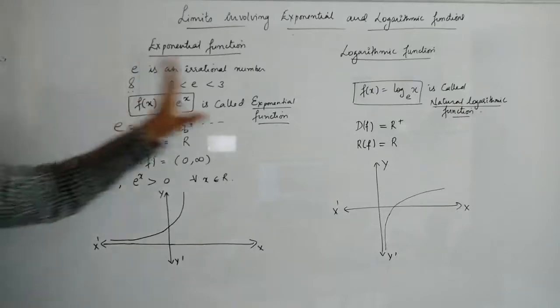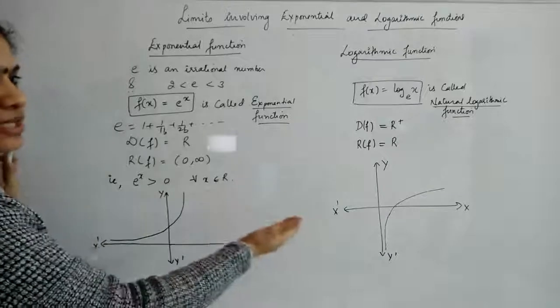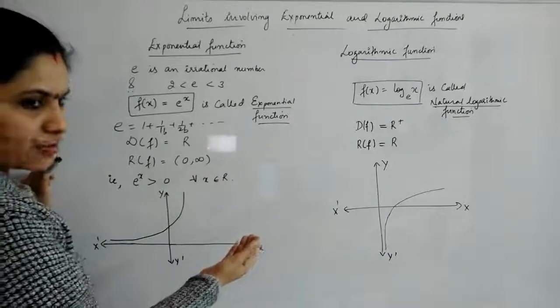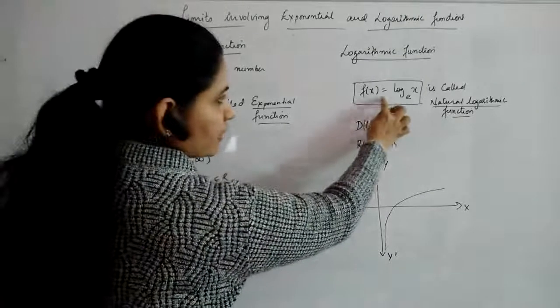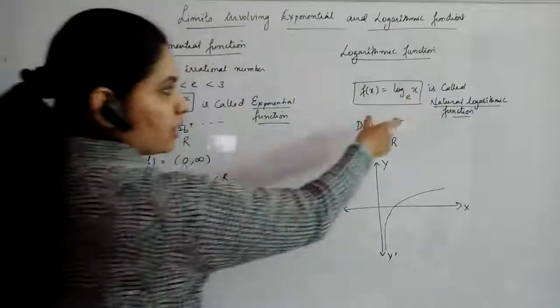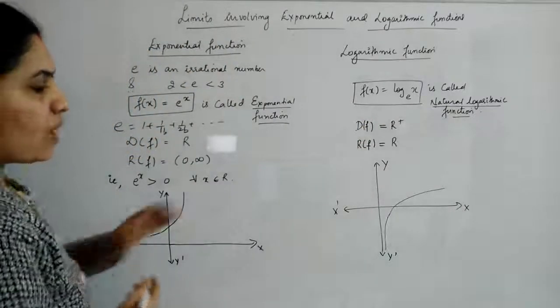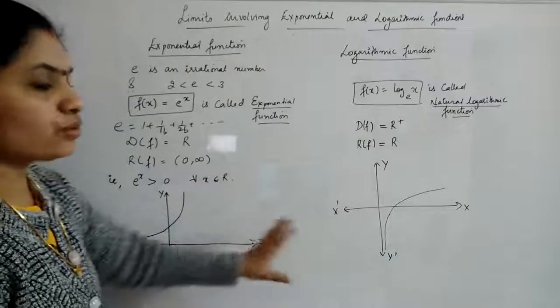Now we are moving on to the logarithmic function. The logarithmic function acts as the inverse of the exponential function. That's why I have written f of x equal to log x to the base e. And log to the base e is known as the natural logarithmic function. Now how they are inverse of each other, I'll show you using the graph.